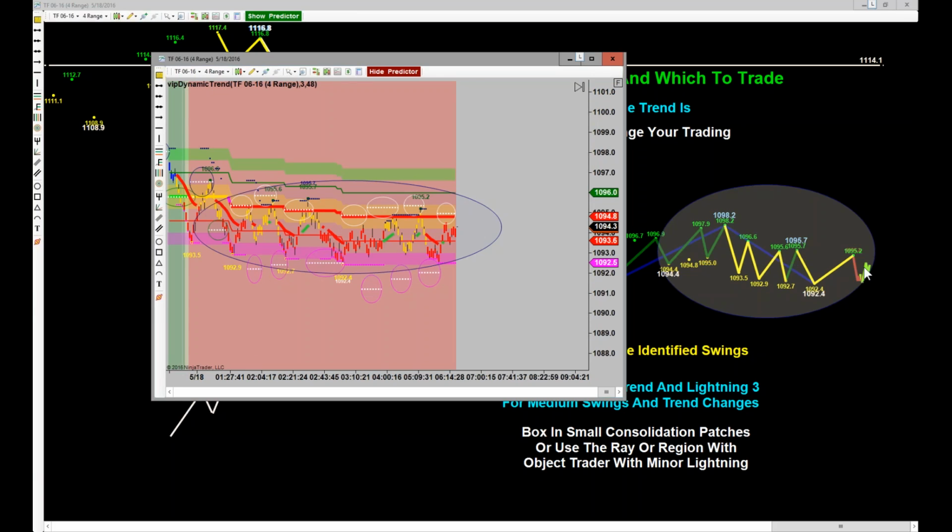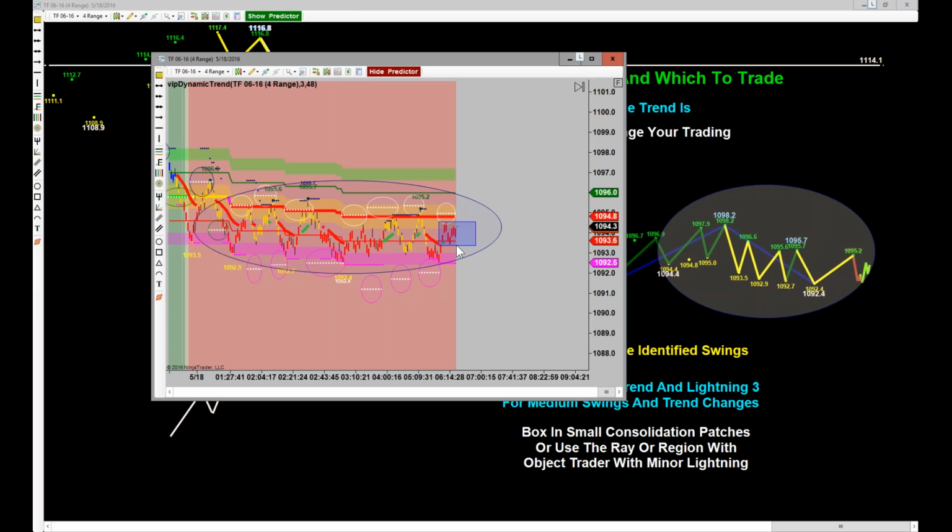Now, what would you think if you were looking at this chart and you're saying, okay, this is getting lower highs and lower lows, okay? And you can see this swing right here. That's at 1095.20. See it right there? And you can see this swing at 1092.40 right here, right? Like that.